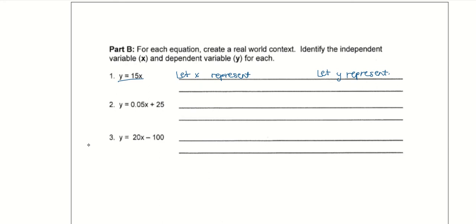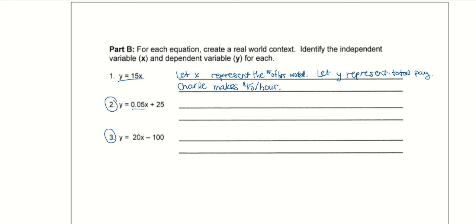So you could say something like, Charlie makes $15 per hour. So in this case, x would represent the number of hours worked. And y would represent total pay. Okay, so you can work on number 2 and number 3 on your own. Just create a problem in words that would make sense, that would go with the equation.